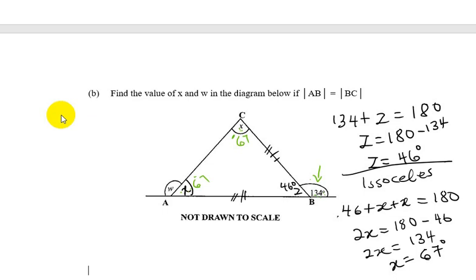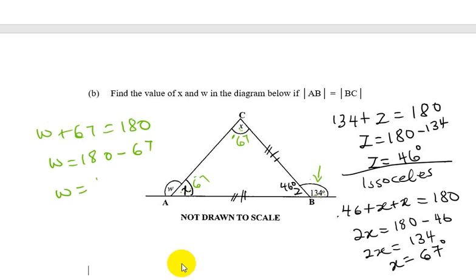Now from there we have to find W, but W plus 67 also gives us 180, because they are on a straight line like the Z and 134, right? So we're going to get W being equal to 180 minus 67. Now 180 minus 67 gives 113 degrees. So that is all. The W here is 113 degrees.